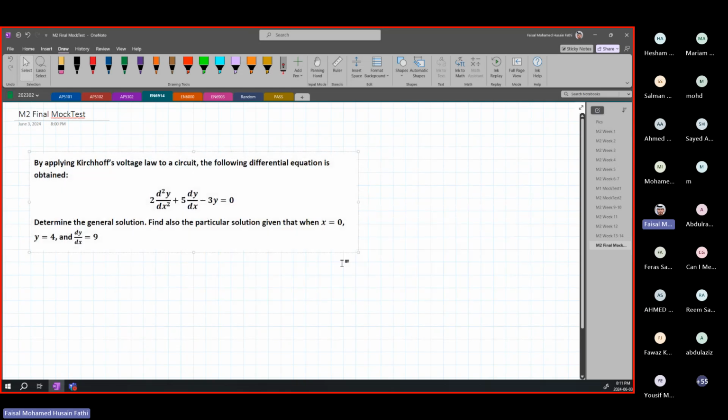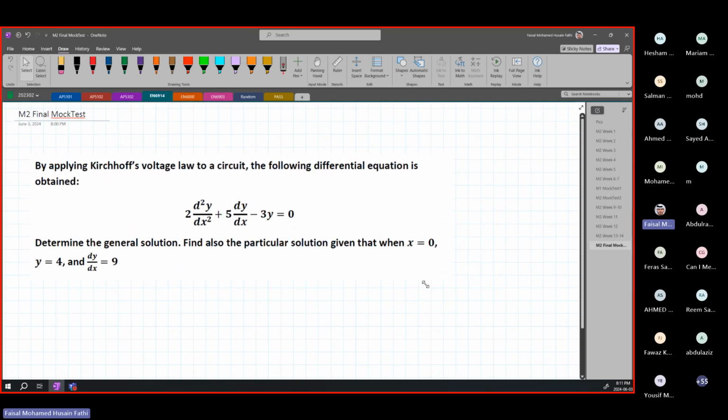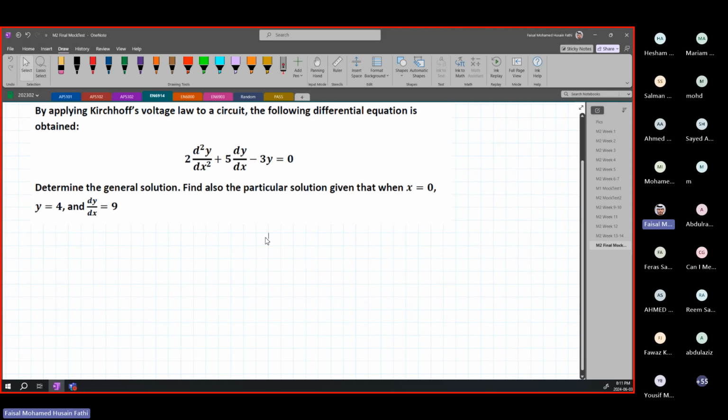By applying Kirchhoff's voltage law to a circuit, the following differential equation has been obtained: 2d2y/dx² + 5dy/dx - 3y = 0. Determine the general solution. So first we need to find the general solution, and then we need to find the particular solution given our initial values or boundary conditions.